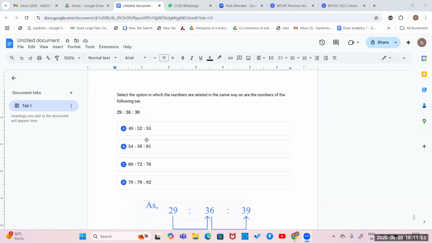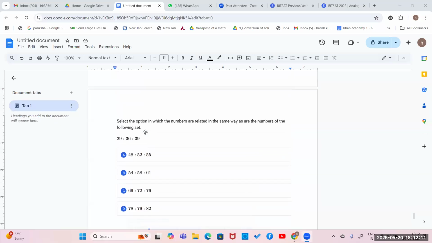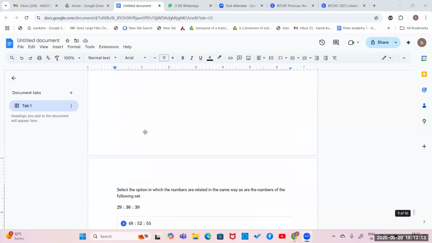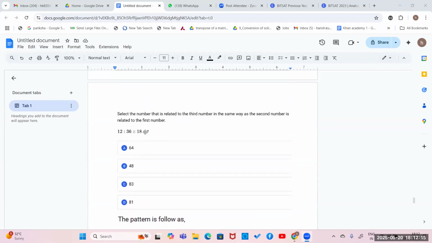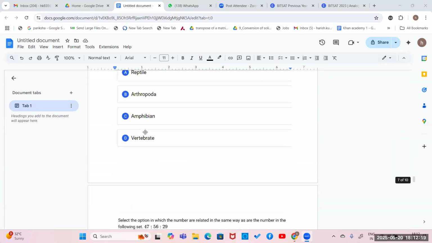Is there any number where this logic works? 48 plus 8 minus 4, that is 52, that is fine. Then 52 plus 5 minus 2. So I think option A is the right answer. Yes, option A is the right answer. These are some good questions, and this is how your question paper will be, guys. Mostly this is how you will get the questions. Understood, all of you?